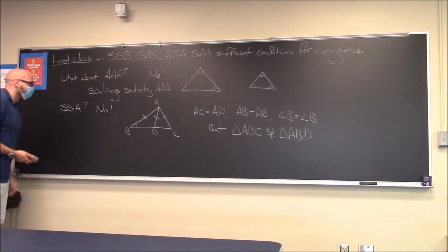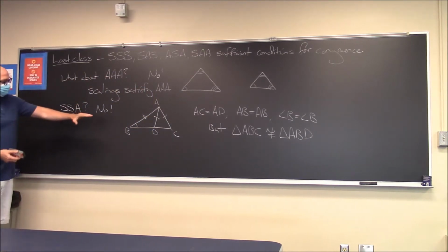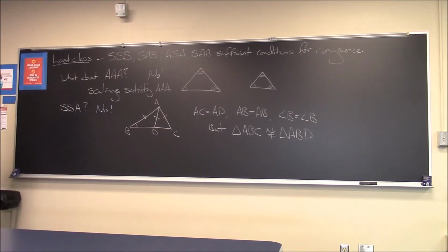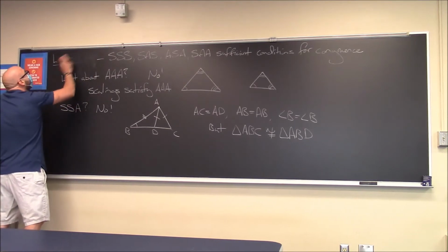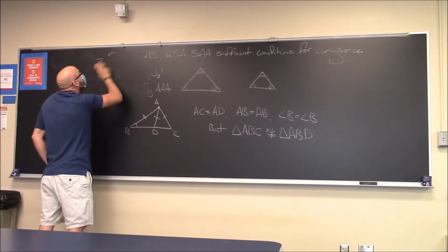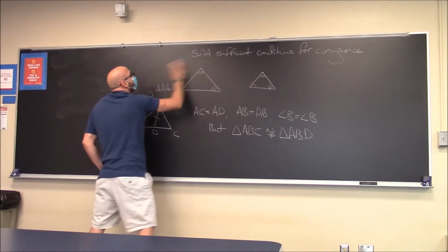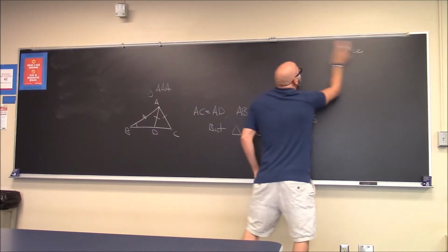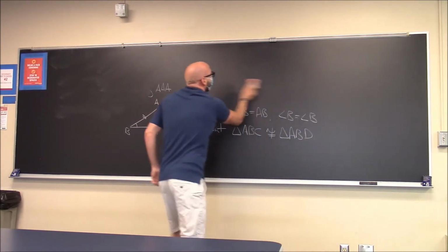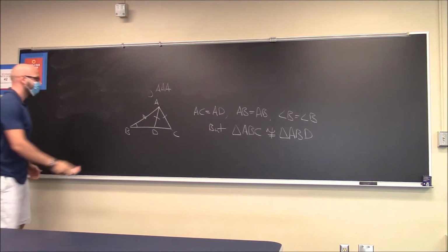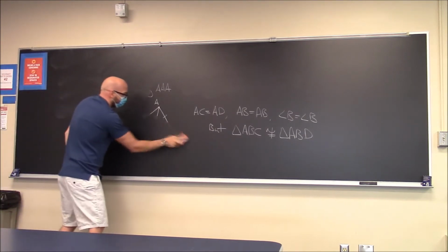Now it turns out that the reason it failed, though, is because I'm not looking at right triangles here. If you restrict yourself to just right triangles, then SSA is actually enough, and it's a special case that's known as the hypotenuse leg theorem. Usually I would just go onto that board, but the camera's not going to catch it, so I'll have to stick to this one.